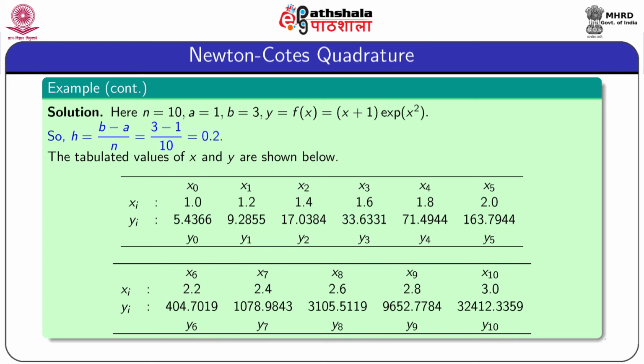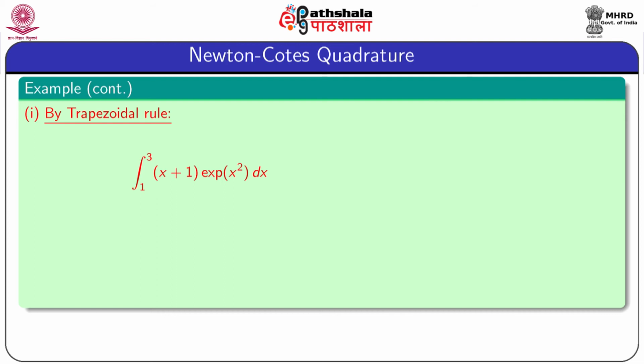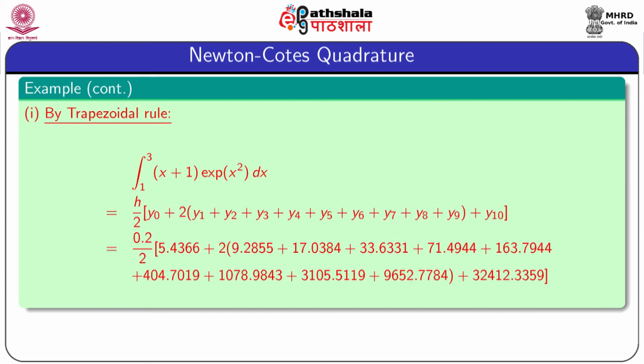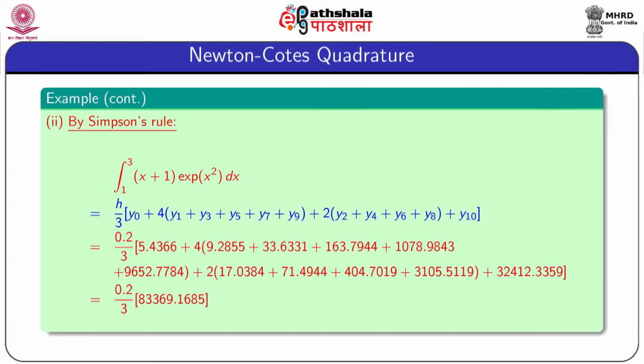This is the tabulated value of x and y obtained from the function. By the trapezoidal formula, the expression is this one, and after simplification we get the value of the entire integration, which is equal to 6149.2217. By the Simpson one-third formula, the formula is this one, and after simplification it becomes 5557.9445. So, note that these two values are different. This generally happens because the Simpson one-third formula gives a better result than the trapezoidal formula.